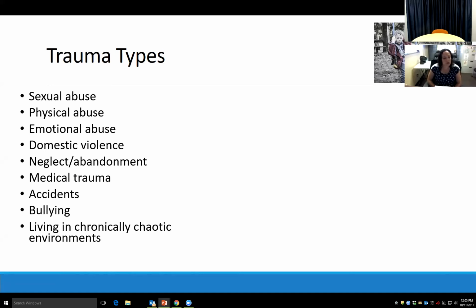Not knowing who to trust, or not being able to interact and have appropriate relationships with peers. Of course, being physically harmed would be traumatic as well. But we unfortunately see a lot of cases of that, and that can have a chronic impact on this child's ability to form relationships. Another common one that we see is living in chronically chaotic environments.